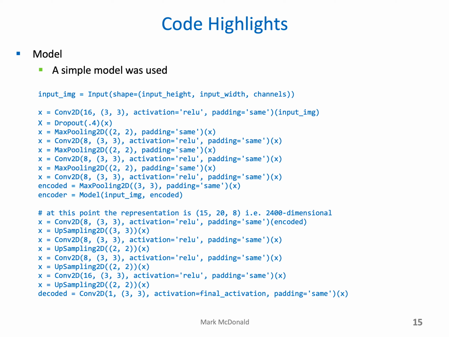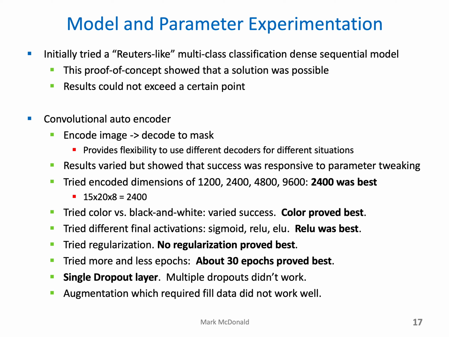As I mentioned, the model was very sensitive to parameters. I found that a dimension of 2400 was best. I found that color was best, oddly enough. ReLU was the best final activation. Sigmoid was usually suggested in cases like this, but ReLU worked astoundingly better. Regularization only caused problems. I found that between 30 and 40 epochs were best. Going past 50 just caused problems.